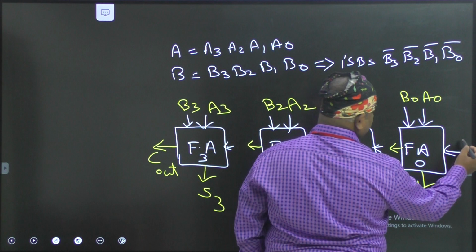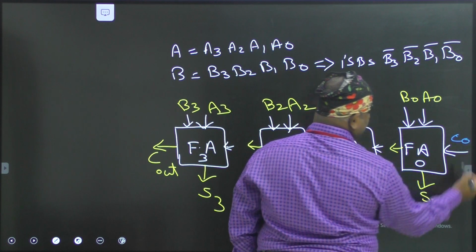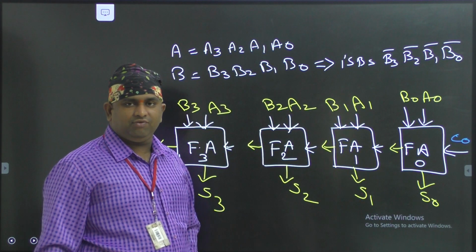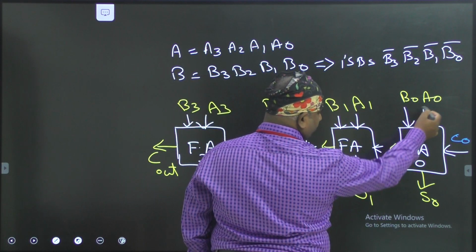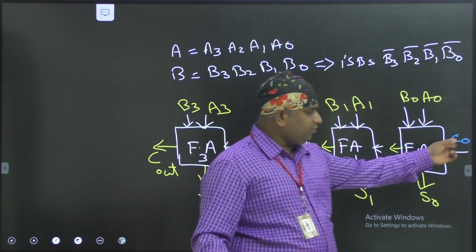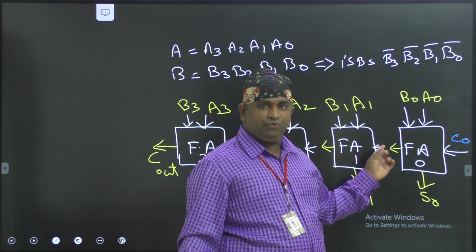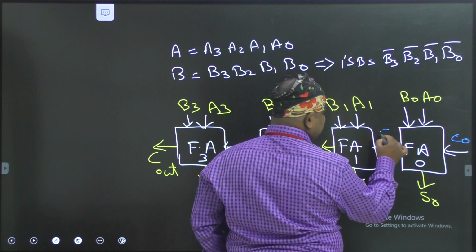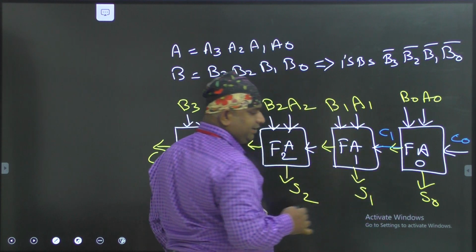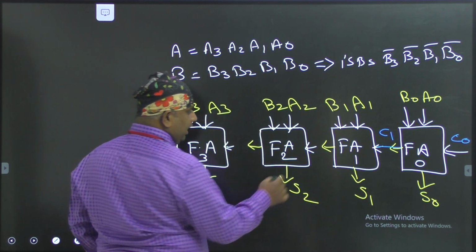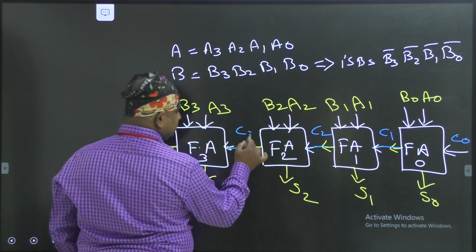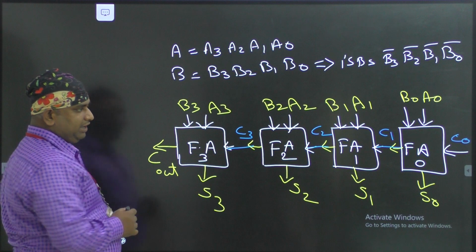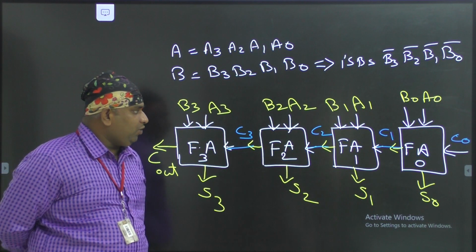Coming to the carry inputs, here I am writing C0. Carries I am representing with blue color. After adding this, you will get some C1. The C1 carry I have connected to the next full adder. And this is C2, this is C3, and this is the final carry. Okay, so now I have corrected.